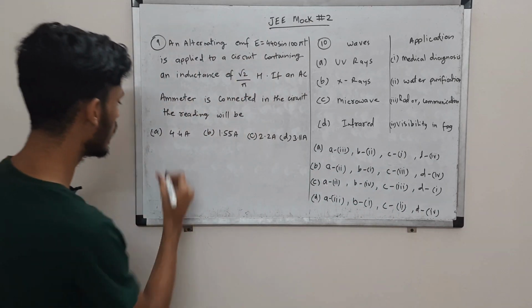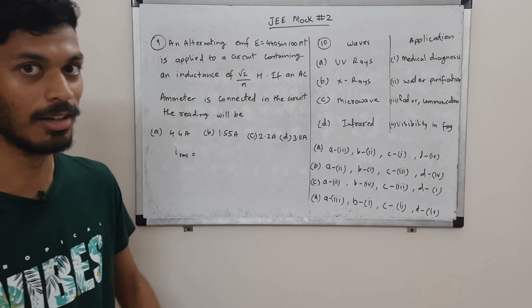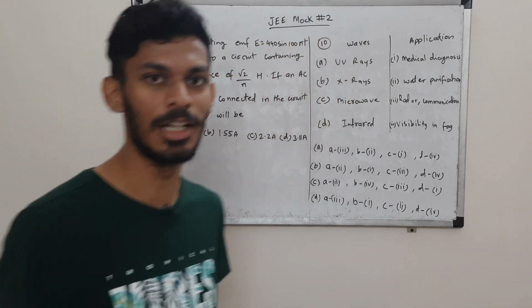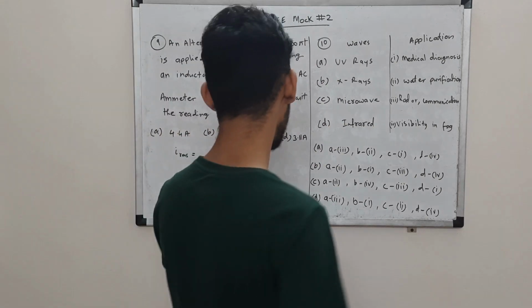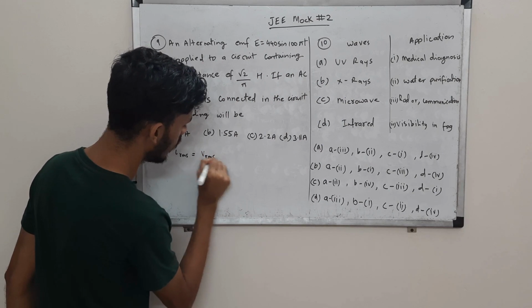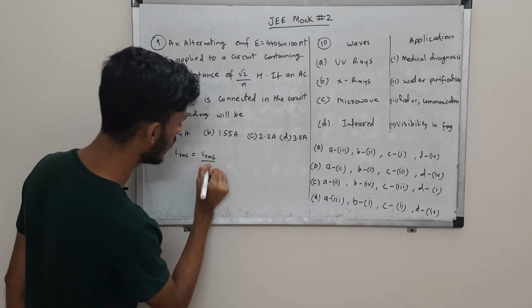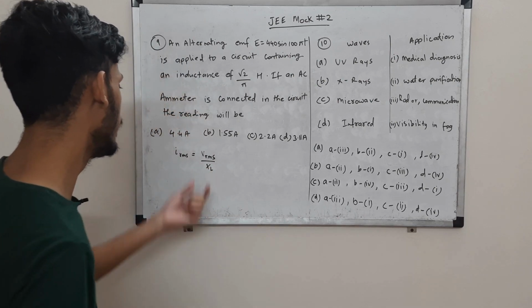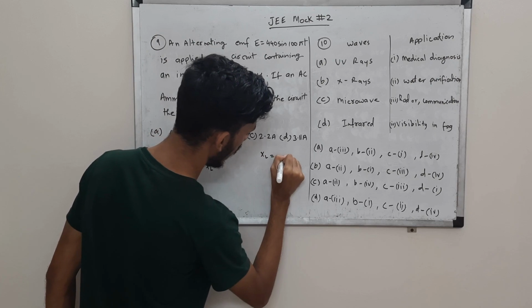Okay, so basically the reading on the ammeter will be the RMS current, right? AC ammeters measure the RMS value. That's why RMS is of significance to us. So it will be V RMS upon the impedance of the circuit. Here we only have the inductor, so I can write it as XL. V RMS upon XL. Now how to find XL? XL will be omega L.